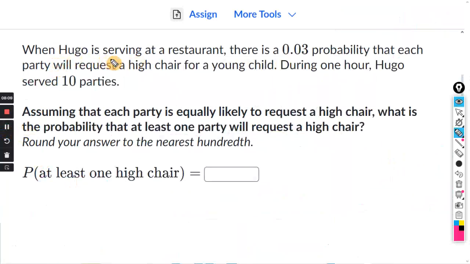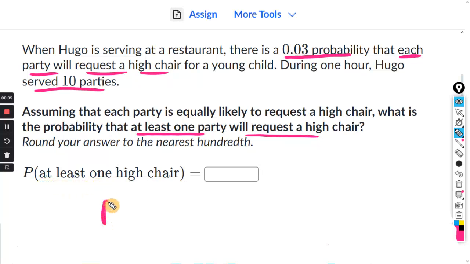When Hugo is serving at a restaurant, there is a 0.03 probability that each party will request a high chair. During 1 hour, Hugo served 10 parties. Assuming that each party is equally likely to request a high chair, what is the probability that at least one party will request a high chair? The probability of at least one, what's the opposite of at least one? Well, that is going to be the probability of none. None request a high chair.